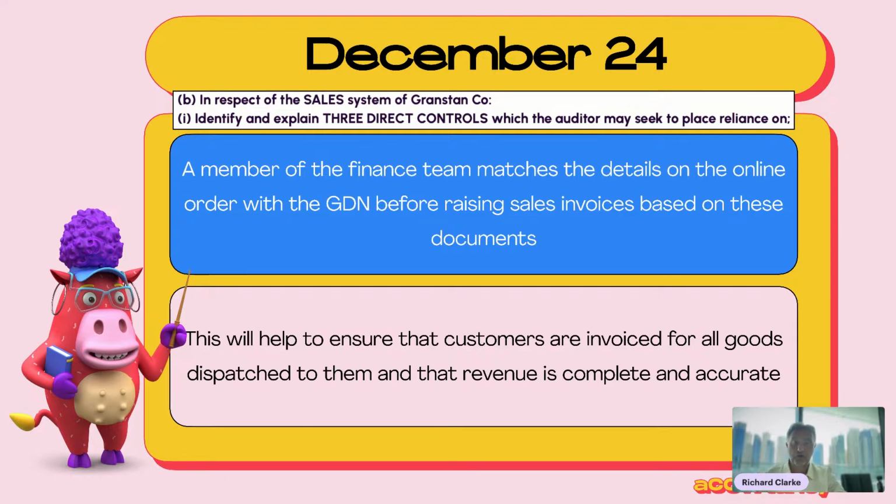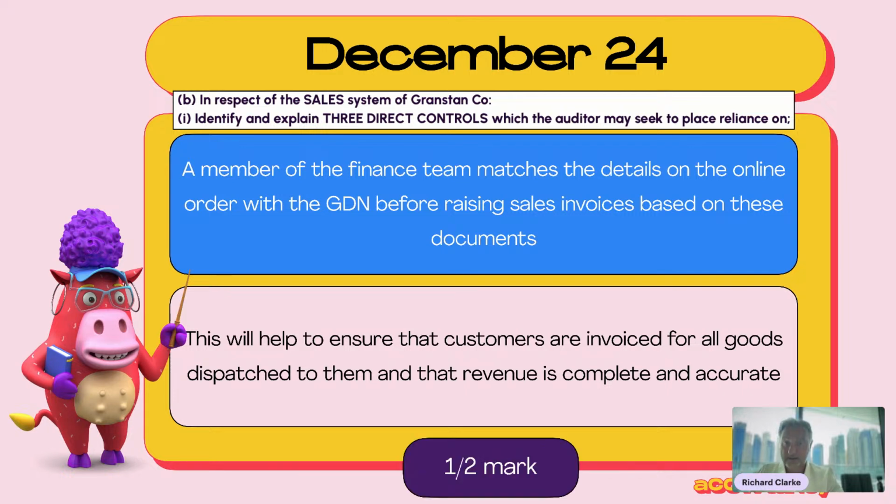This will help to ensure that customers are invoiced for all goods dispatched to them, and therefore the revenue is complete and accurate. What I want you to notice is that the examiner's answer said, yes, make sure the invoice is right, which is correct, but there's a reason why you want the invoice to be right. The examiner has related it to the financial statements, which is quite important. It's a good way of doing it, so that's what I would do if you possibly can. The reason why the client wants the invoices to be right is to show that the revenue is complete and accurate. Okay? Great. Remember, these are the perfect answers.